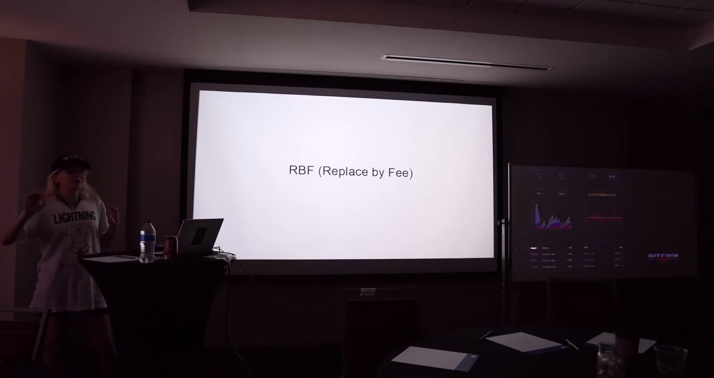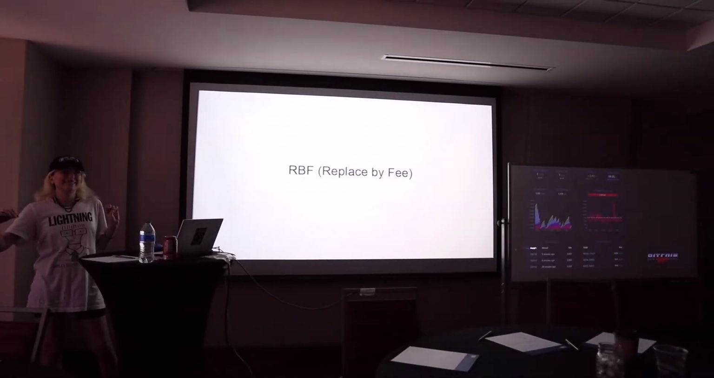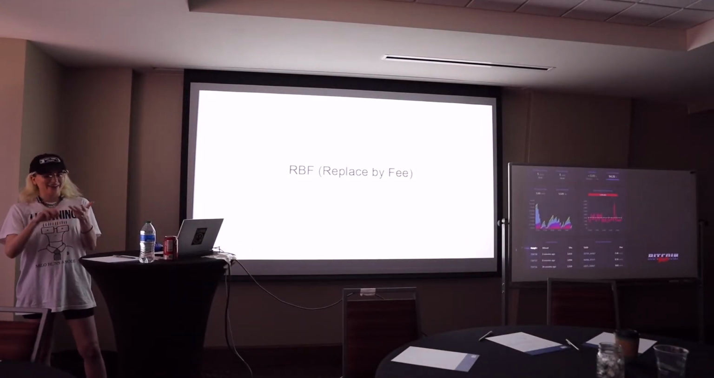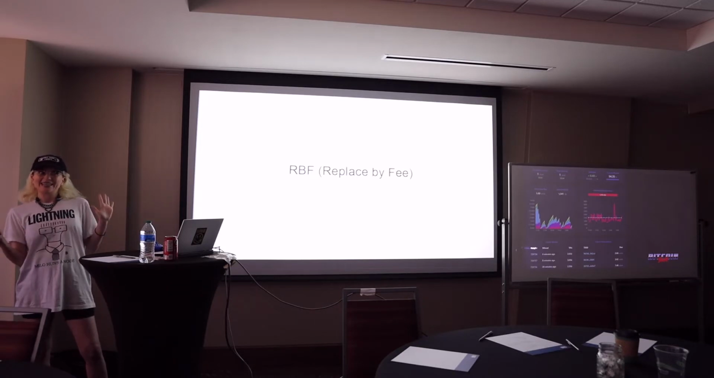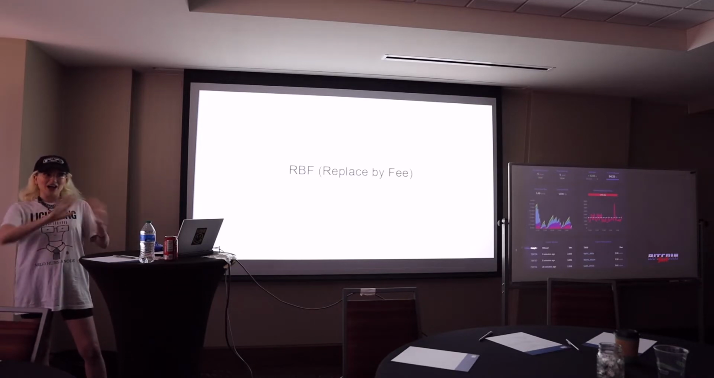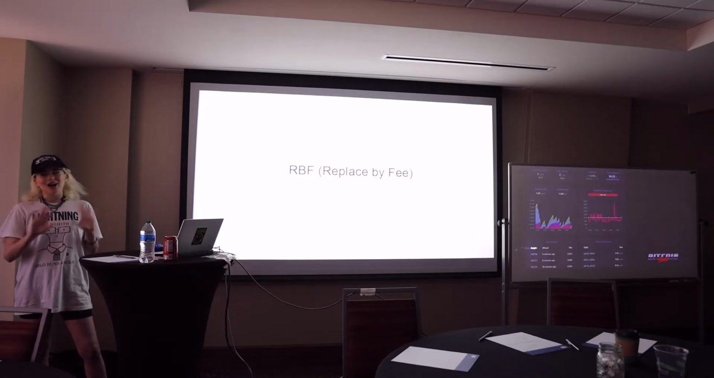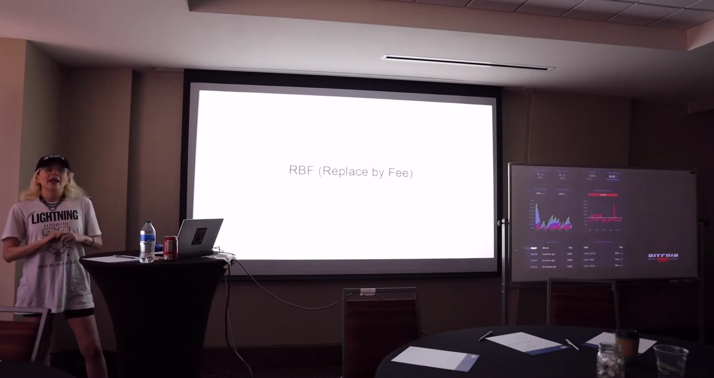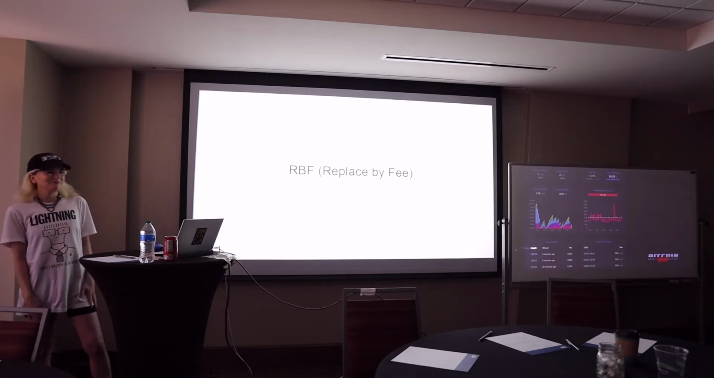Now, in order to opt into RBF, what does the nSequence number need to be set to? Lower than FFFFFFFF. Good one. It has to be less than FFFFFFFE. So all Fs we have not allowed for RBF, and FFFFFFFE we have not opted into RBF, which means that, as far as I know, and correct me if I'm wrong, any input that's using a relative time lock is automatically opting in to RBF.